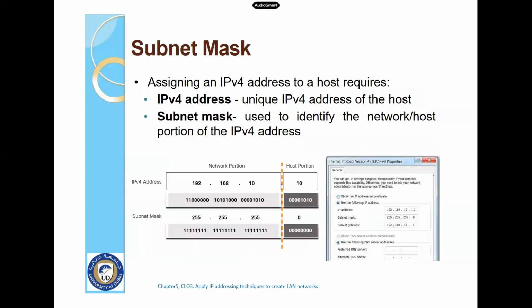address. Okay, so subnet mask: assigning an IPv4 (version 4) address to a host requires an IP address and a subnet mask. We have done that in Packet Tracer, that when we do the IP address, the subnet mask usually will automatically be found.